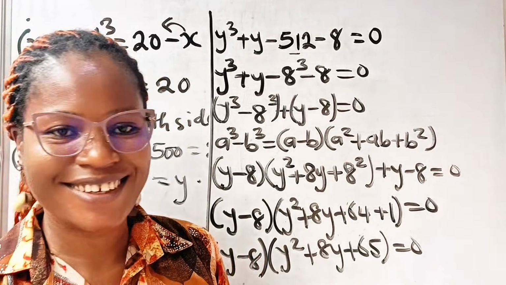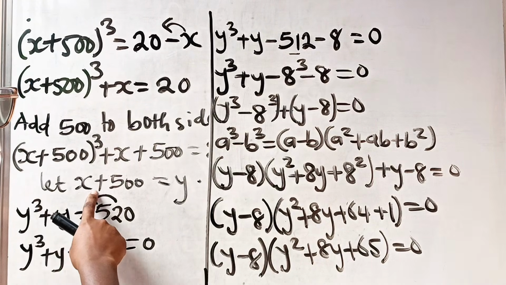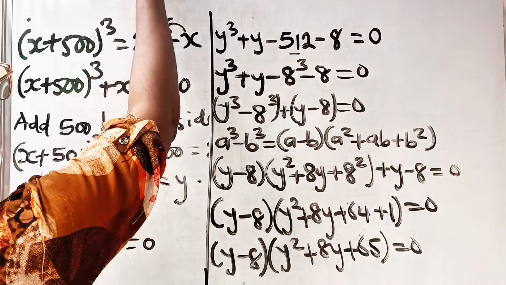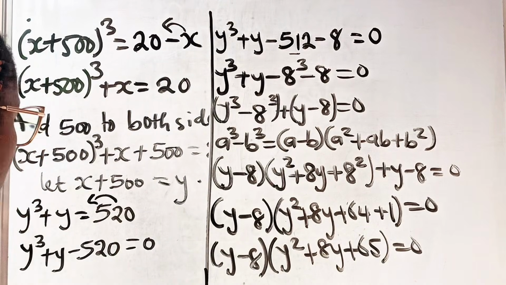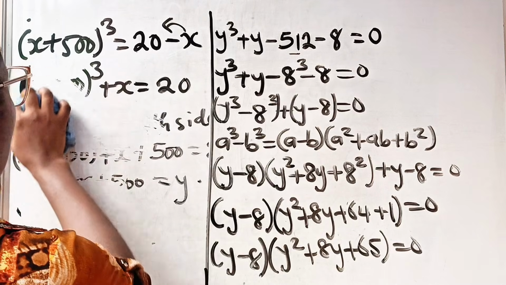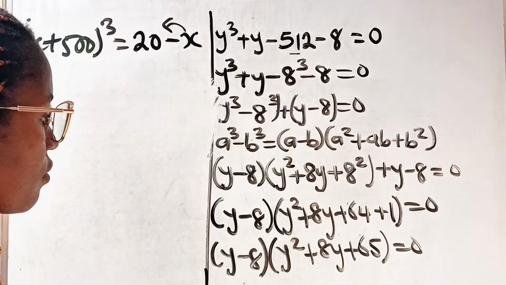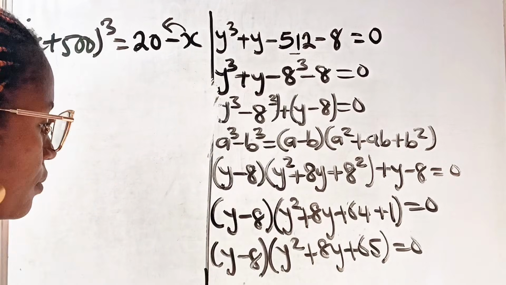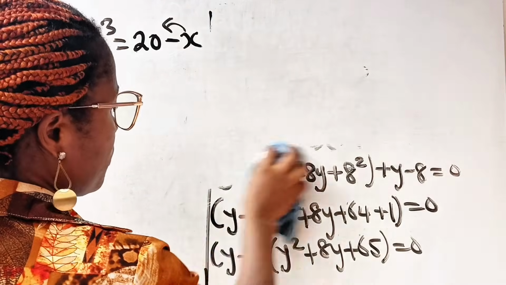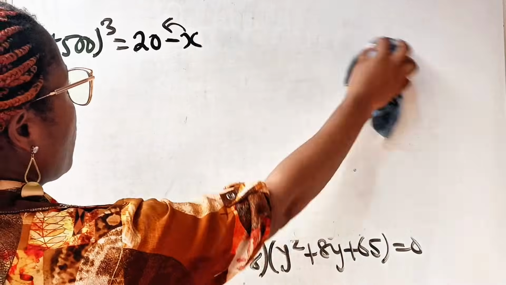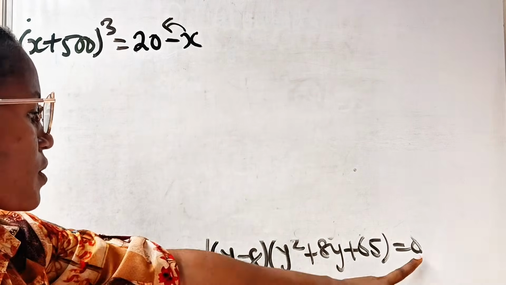Moving forward, now we want to write where we wrote let x plus 500 equals y. So I'll write this somewhere. x plus 500 is equal to y because I will still need it. Okay. Now from here, permit me to clean these ones as well. I don't need them anymore. Okay. So from here, we can say that y minus 8 equals 0.